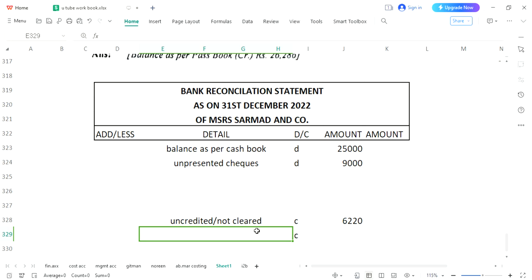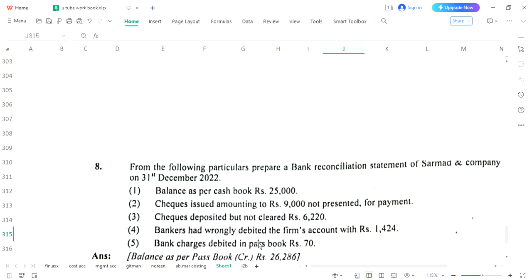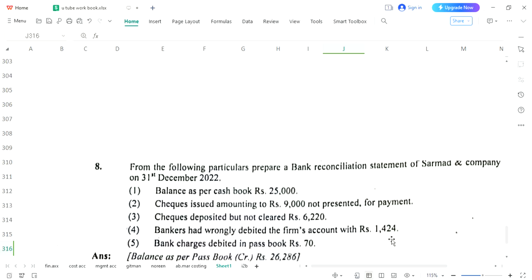As you know that in error of commission, you write opposite. This was wrong debit and you have opposed and written as credit. Let's see how much amount. This is 1424. So just write down 1424. That's all for this entry.